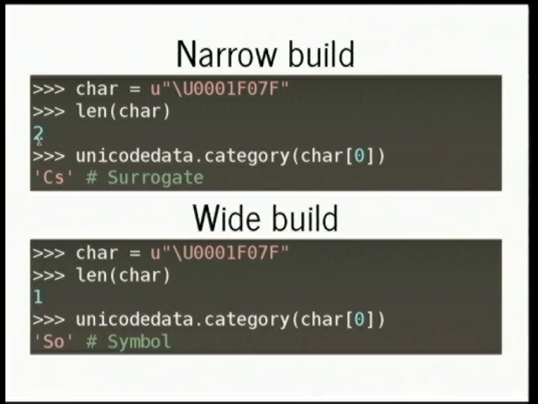Whereas on a wide build, the same character is actually a character, one character, and Unicode data properly identifies it as a symbol. That's a snowman, in case you're curious.